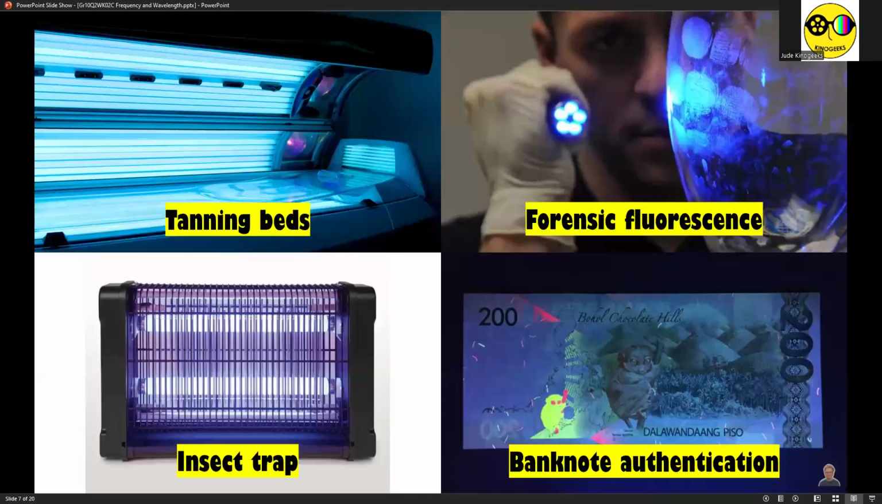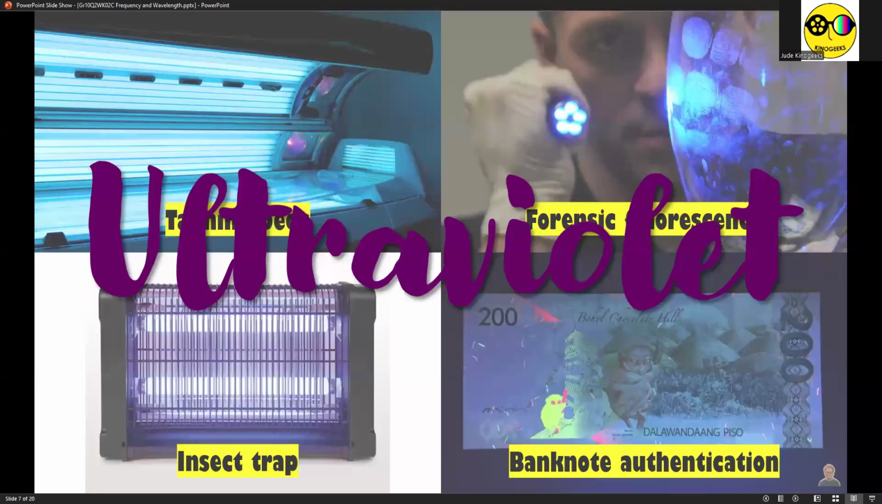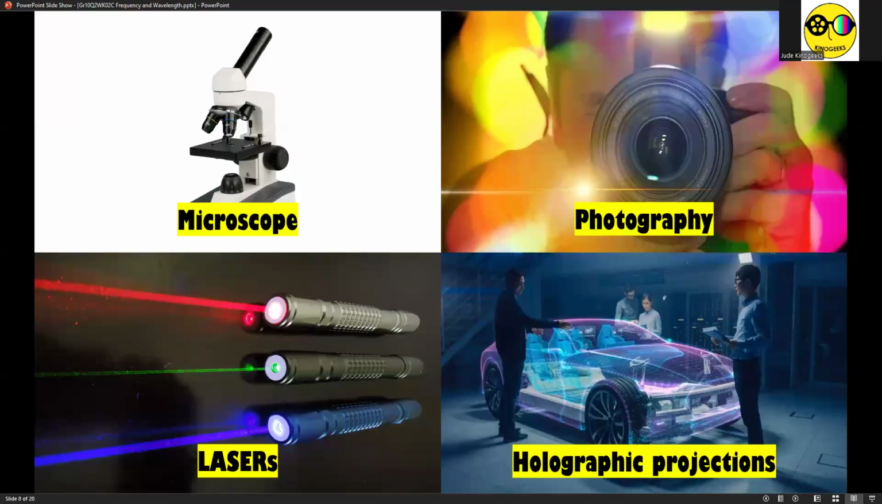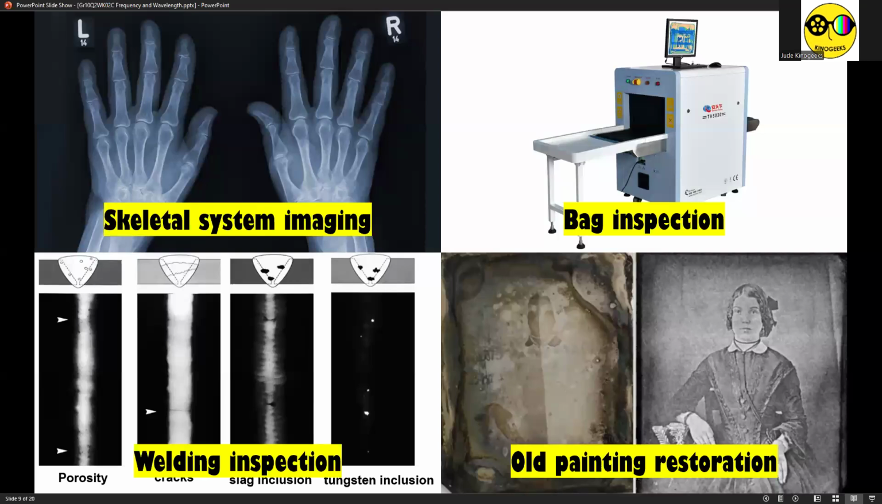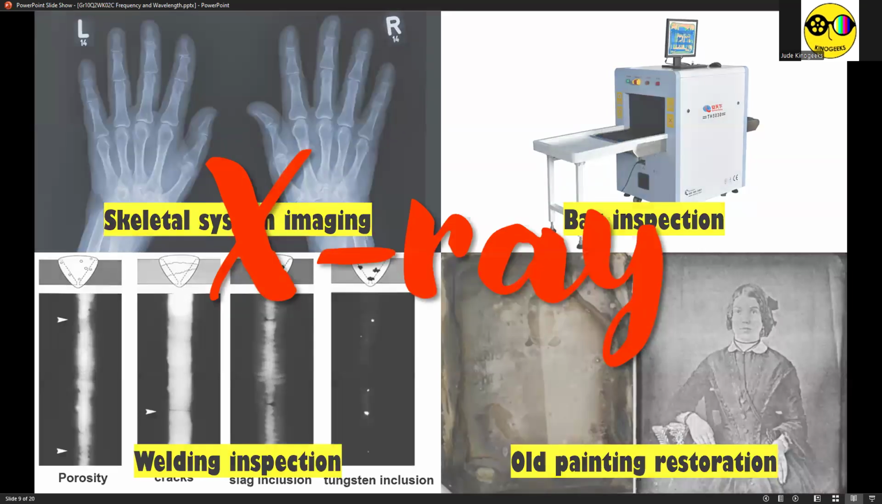For tanning beds, forensic fluorescence, insect trap, and banknote authentication, the common component of the electromagnetic spectrum for them is ultraviolet. For microscope photography, lasers, and holographic projections, they emit visible light. And finally, for skeletal system imaging, bug inspection, welding inspection, and old painting restoration, they emit X-ray waves.